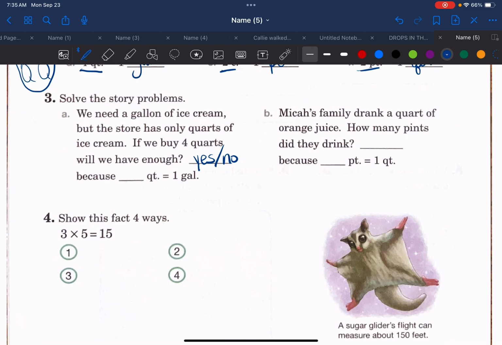Because it says, if we buy 4 quarts, will we have enough? Yes or no? And then it says, because blank quarts equals a gallon. You need to write how many quarts equal a gallon. On B, Micah's family drank a quart of orange juice. If they had a quart of orange juice, how many pints did they drink? How many P's can you put inside that Q?